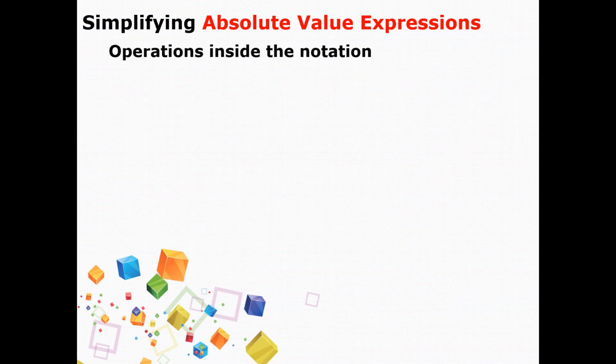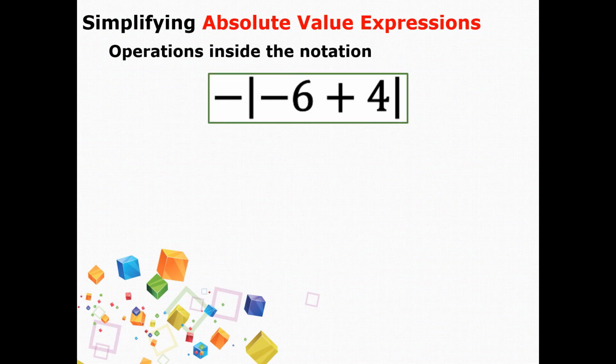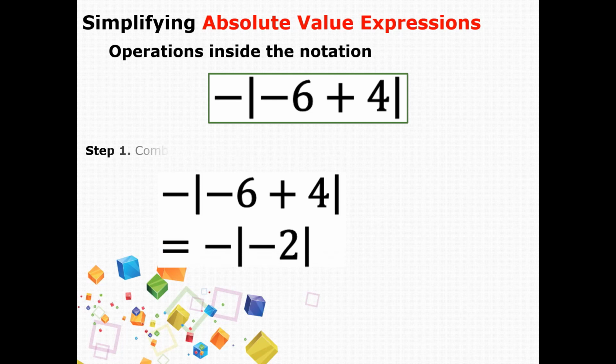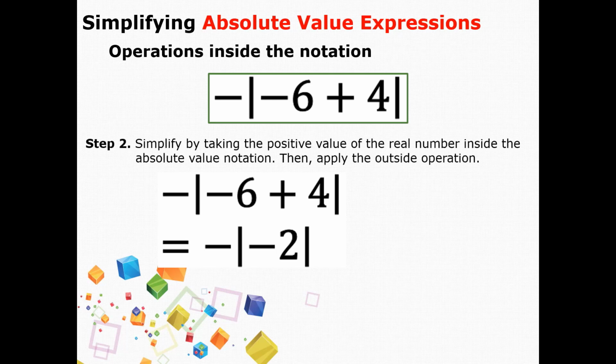Next is absolute value expressions with operations inside it, such as this expression. Step 1. We need to consider first the operations inside. By combining negative 6 and 4, we have negative 2. And then, we go back using the same steps we did in the first two examples. Our answer is negative 2.